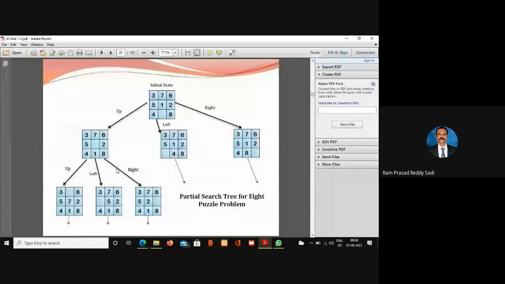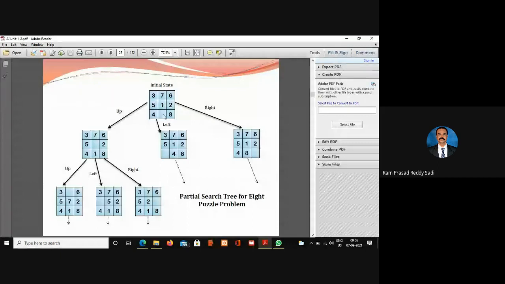So this is a partial tree. Do not consider this as the complete tree. You may draw the complete tree for this. This is the initial state given: 3, 7, 6, 5, 1, 2, 4, blank, 8. If this is the initial state, what are the possible next states that can be generated from this? See, this is the blank space. I can move the blank space over. That means I have to move one tile down.